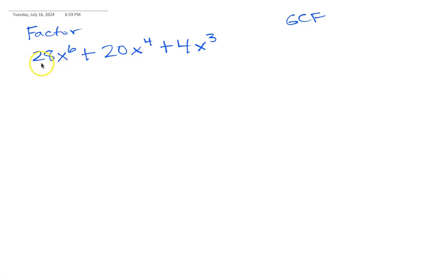So let's look at the number parts first. What's the largest number that we'll divide into 28, 20, and 4? 4. Okay. And then what about our variables? X to the 3rd. Yeah. Okay, so when we do that, we should be left with 7x to the 3rd plus 5x and then plus 1, because 4x to the 3rd divided by 4x to the 3rd is 1.